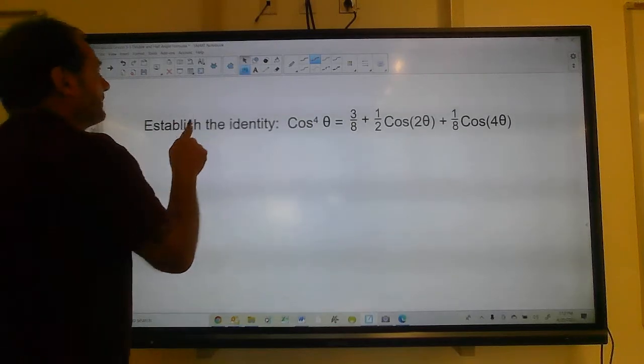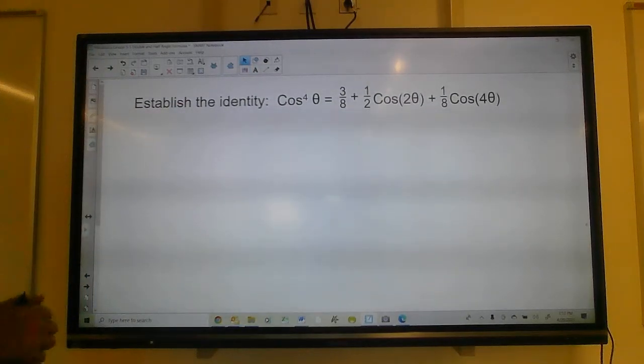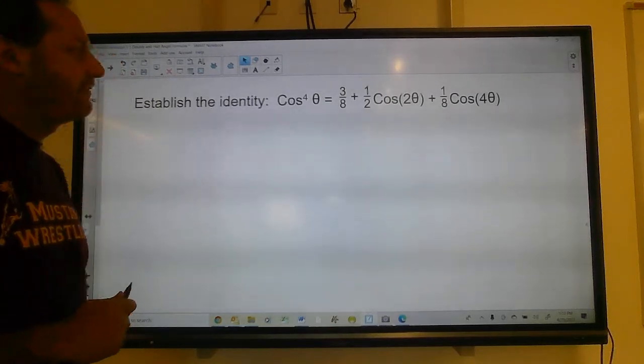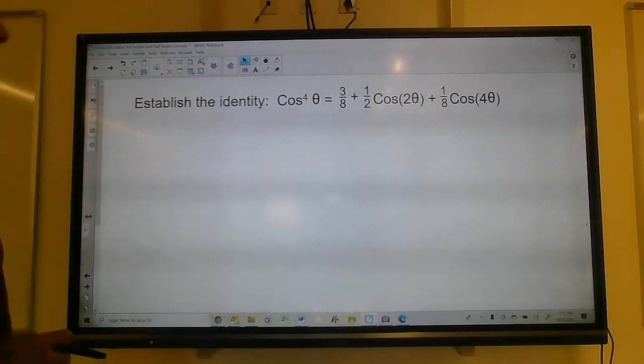So we're going to use that to look at this. Prove that cosine to the 4th theta is 3/8 plus 1/2 cosine 2 theta plus 1/8 cosine 4 theta.